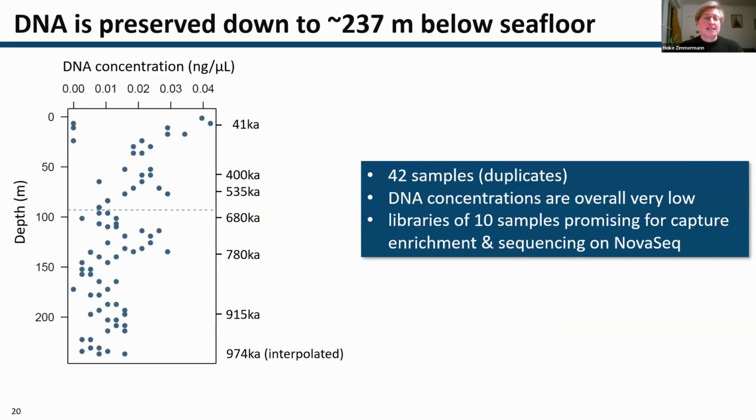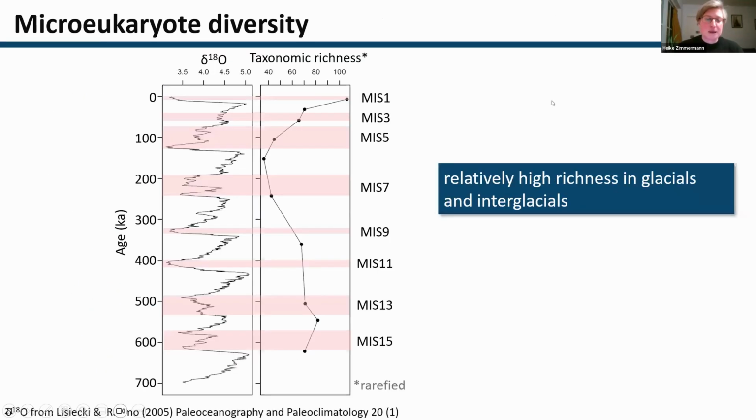So what we found was that overall, when we extracted DNA from a very small subset of only 42 samples and duplicates, that DNA is preserved down to 237 meters below the seafloor, which is already really great. However, there's very, very little DNA, and especially in the deeper part of the core, it is very, very low. We took 10 libraries or 10 samples that look promising for this capture enrichment and sequenced them on a NovaSeq.